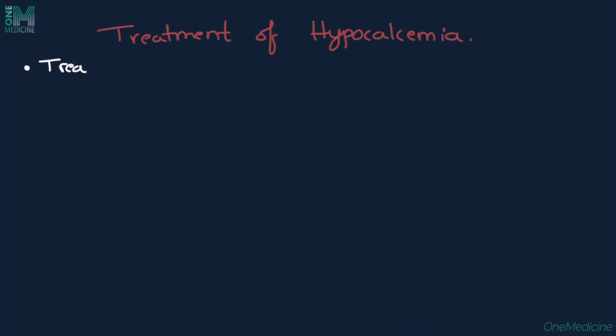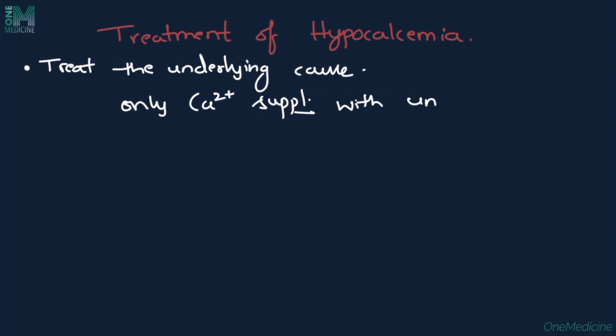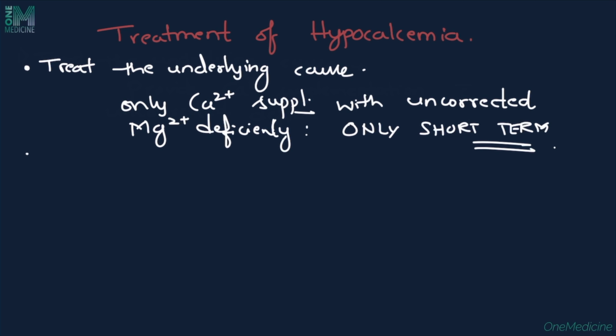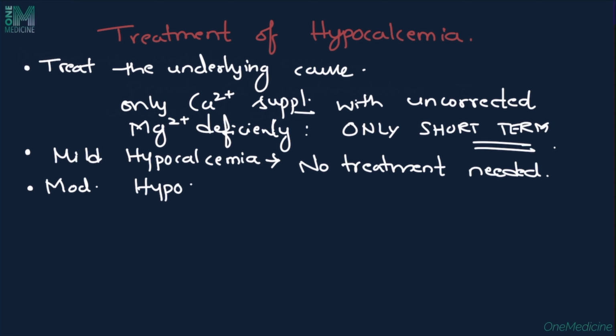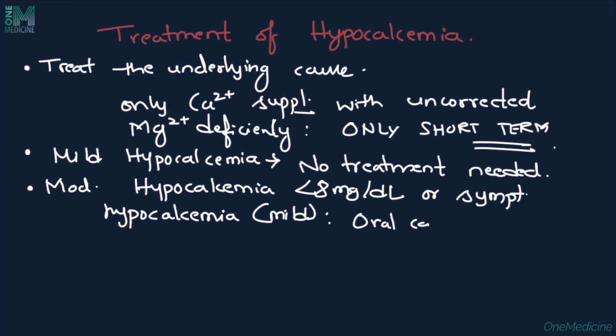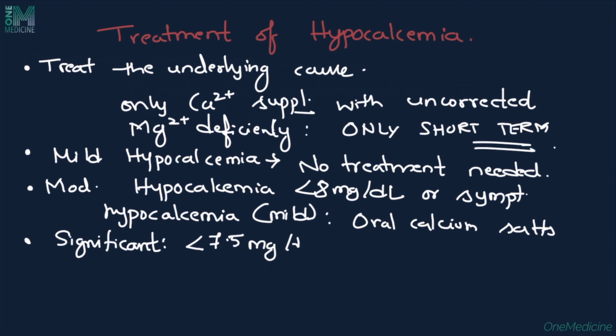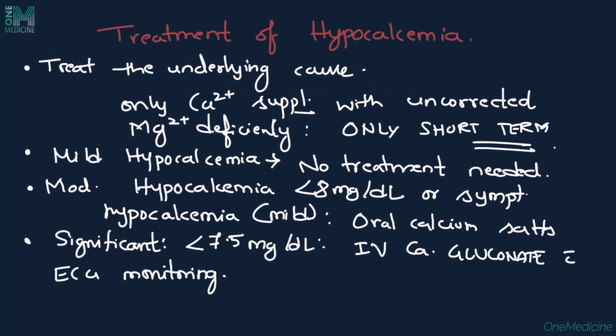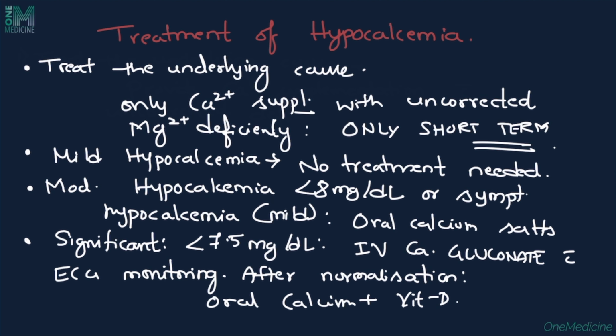Treatment. Treat the underlying cause of hypocalcemia wherever possible. Providing calcium supplementation with an uncorrected deficiency of magnesium and vitamin D will provide only short-term benefit. Mild hypocalcemia does not always need treatment. Moderate hypocalcemia of less than 8 mg per deciliter or mild symptomatic hypocalcemia can be treated with oral calcium salts. More significant degrees of hypocalcemia of less than 7.5 mg per deciliter should be considered for intravenous calcium gluconate correction with ECG monitoring. Once serum calcium levels have normalized, patients may be switched to oral calcium and vitamin D.